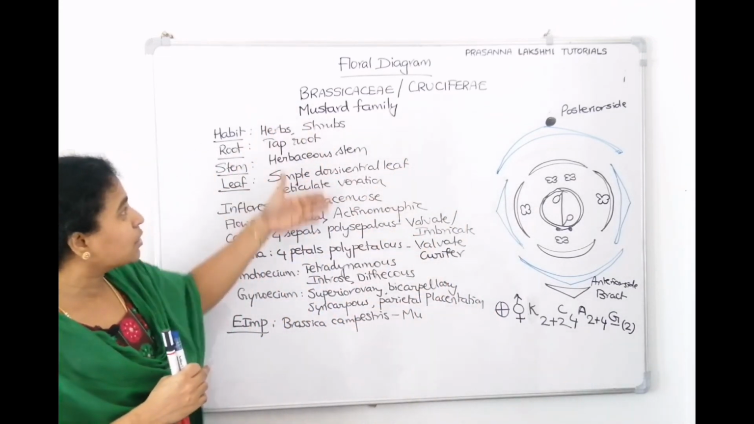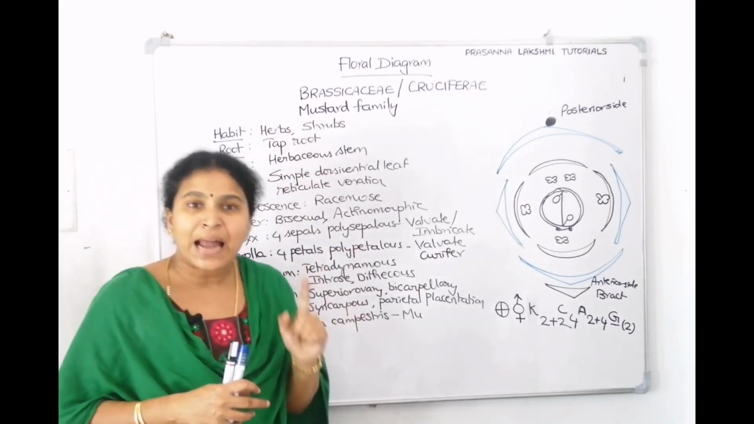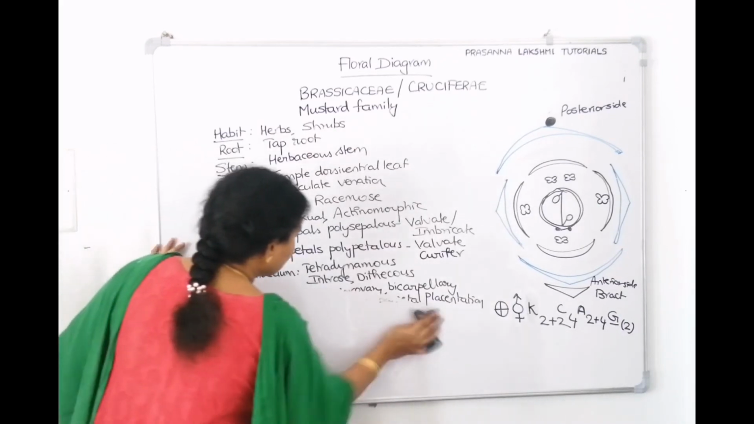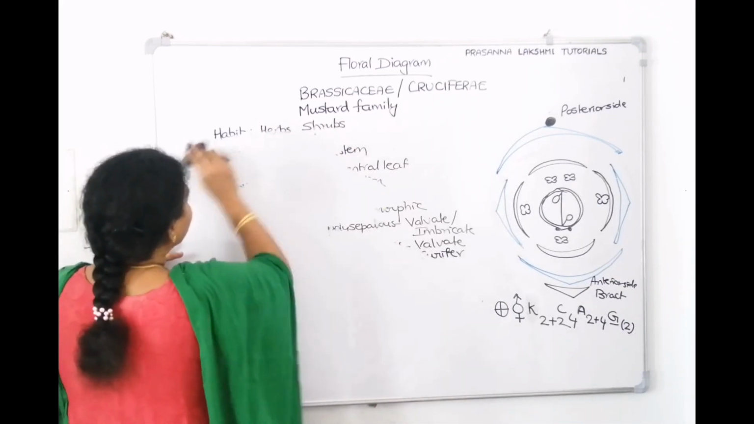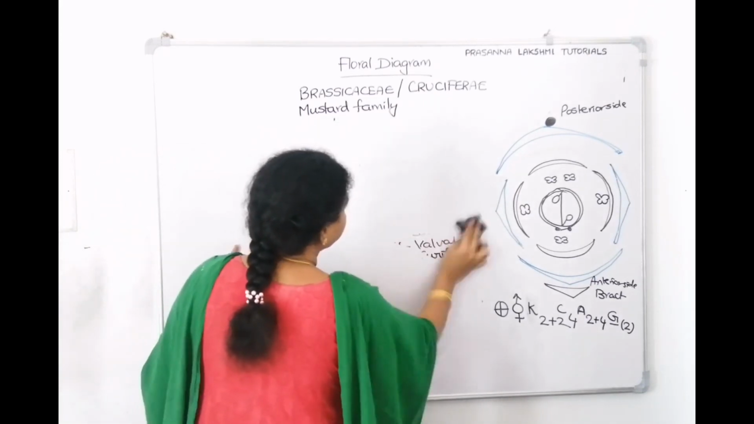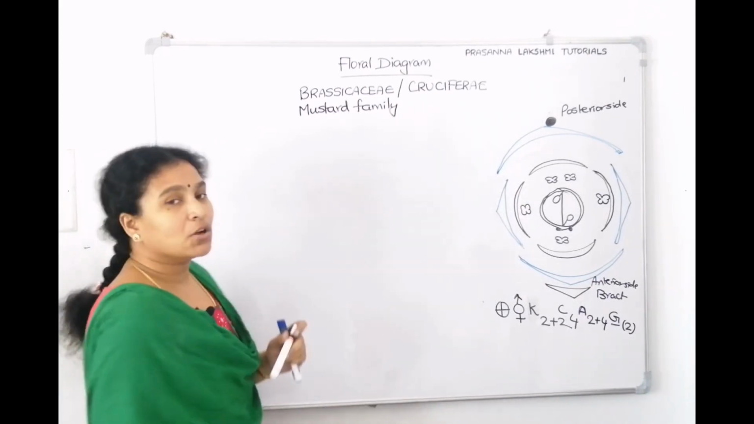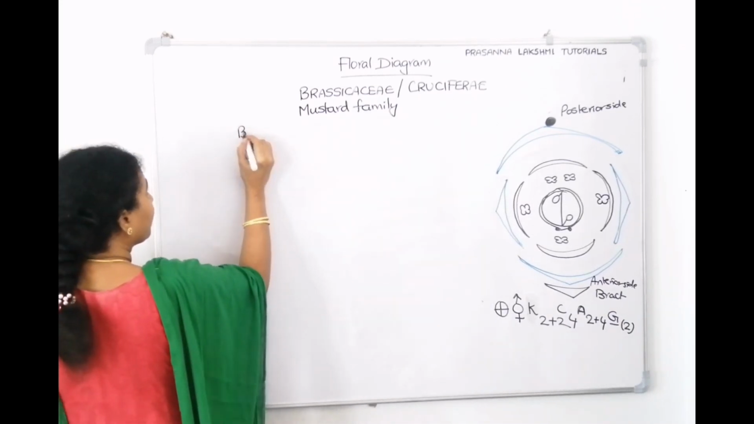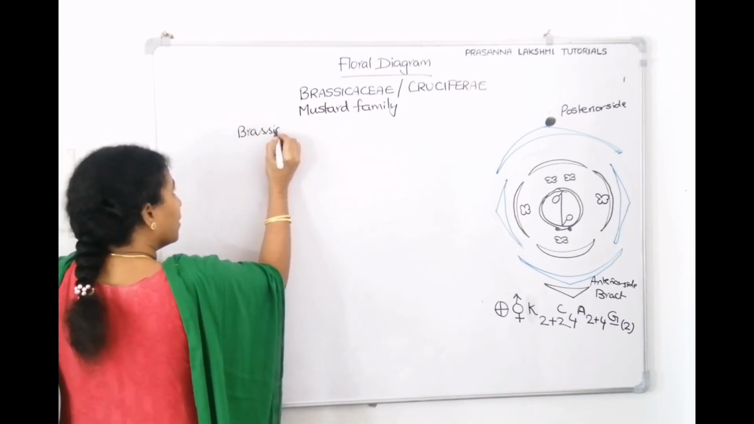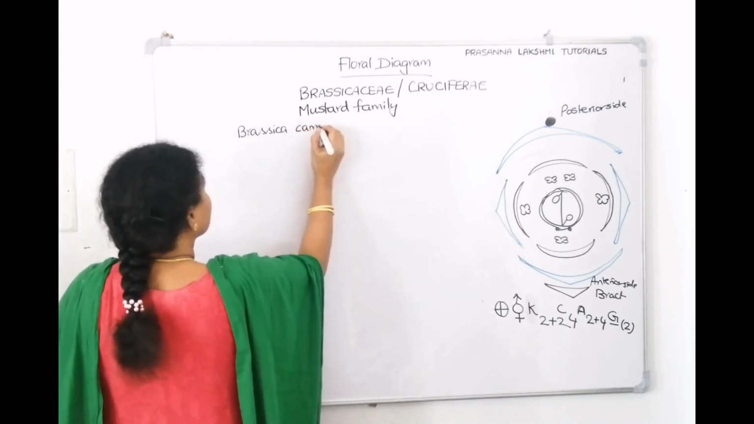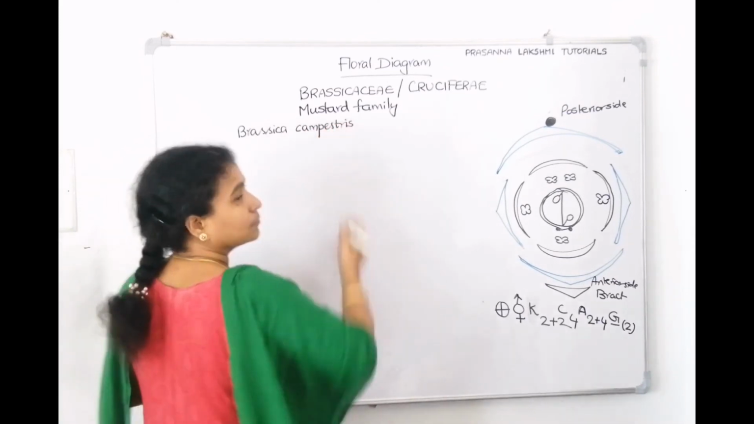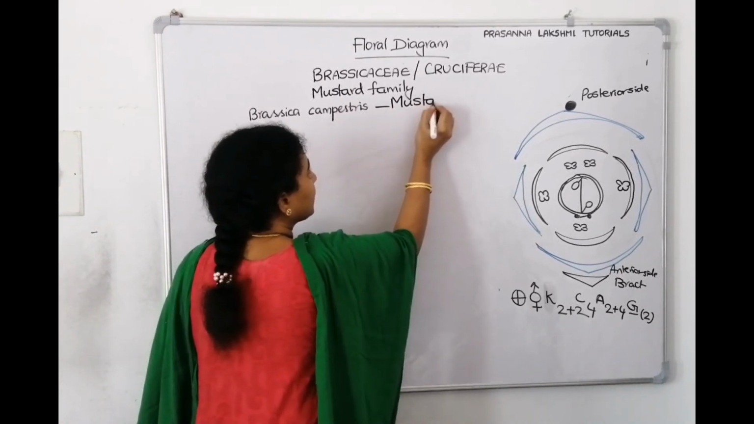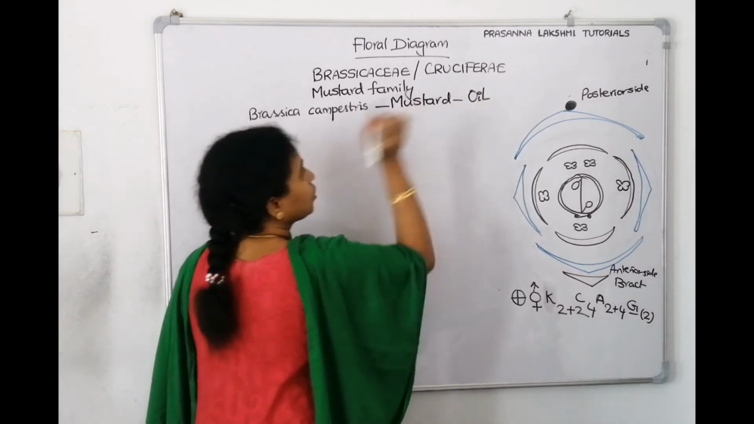So we drew the floral diagram and floral formula of Brassicaceae. Quickly I am just giving the characters of Brassicaceae, which is called the mustard family. We are at the last topic, what is that called? Economic importance. Just see how many members are there in Brassicaceae before ending the session. So we will write some examples. I need some space, so I am erasing this. What are the members of Brassicaceae? Usually, Brassica campestris is mustard. From mustard we extract oil.